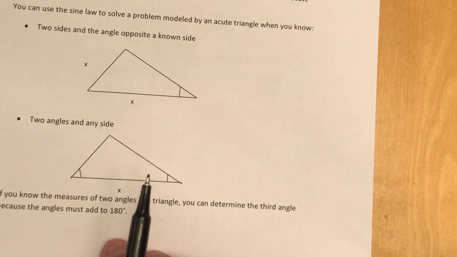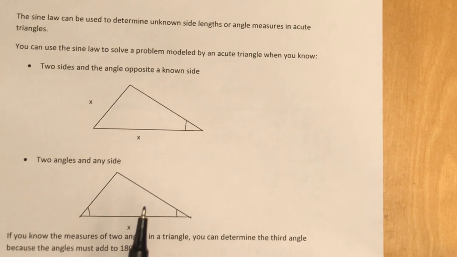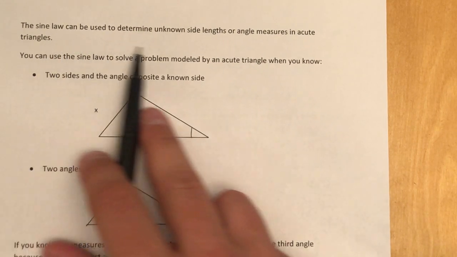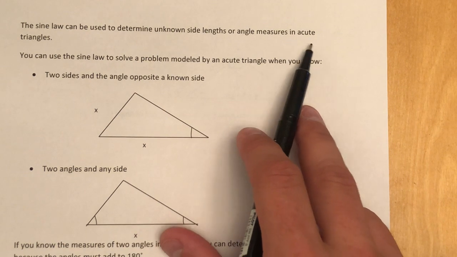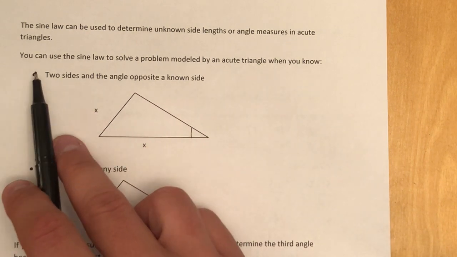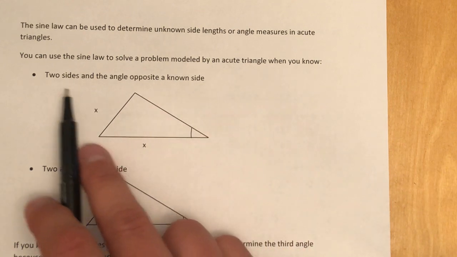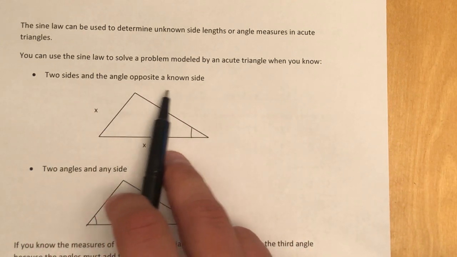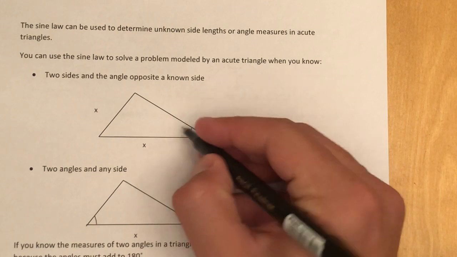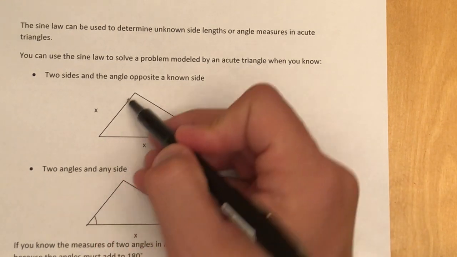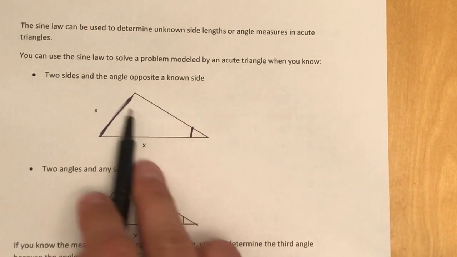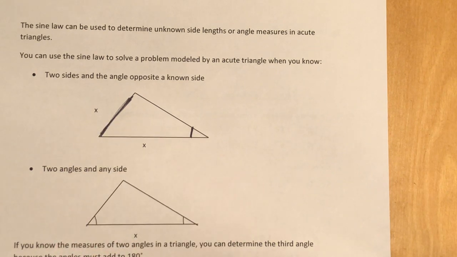So let's do a little recap here. What ended up happening today? Well, the sine law can be used to determine unknown side lengths or angle measures in acute triangles. You can use the sine law to solve a problem modeled when you know two sides and an angle opposite a side that is known. So if you knew this angle right here, you know the opposite side right over here. So this is one pairing. Well, then you can go ahead and solve for any of the other unknowns then.